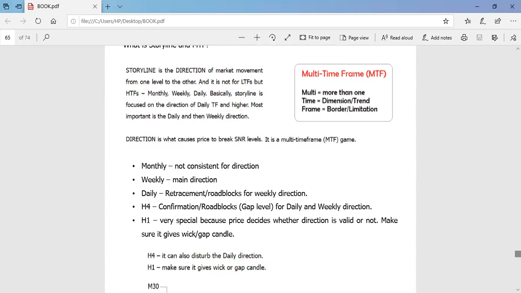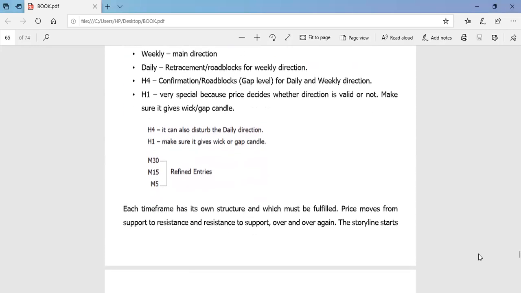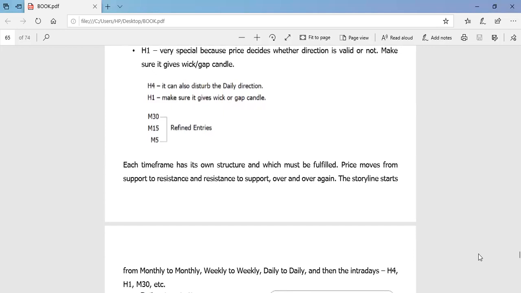It is not for lower time frames but higher time frames. Basically, the storyline is focused on the direction of the daily time frame and higher. Most important are the daily and then weekly direction. You must start your storyline from a higher time frame because that is where you get the direction of the market. The lower time frame is just a follow-up of the main direction, which is weekly and daily. Then you must check the roadblocks within the higher time frames.